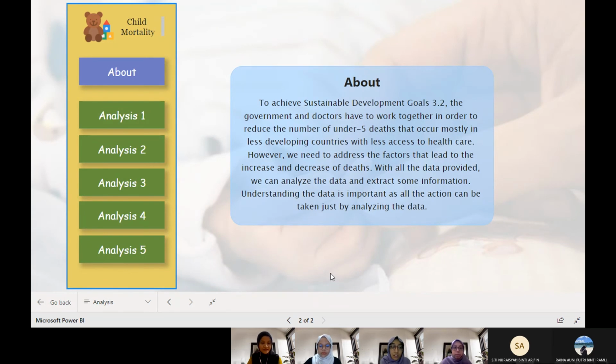So about child mortality levels: to achieve Sustainable Development Goal 3.2, the government and doctors have to work together in order to reduce the number of under-5 deaths that occur mostly in less developed countries with less access to healthcare. However, we need to address the factors that lead to the increase and decrease of deaths. With all the data provided, we can analyze the data and extract some information. Understanding the data is important as all action can be taken just by analyzing the data.